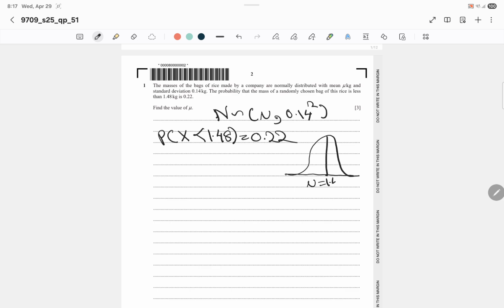Sigma is 1.48. Sorry, I messed it up a bit. We don't know mu yet. To find mu, this is 0.14, and this is 1.48, less than 1.48. So about here, less than that. Because if you put it here and it's less, then it just doesn't match up. So it has to be like this.